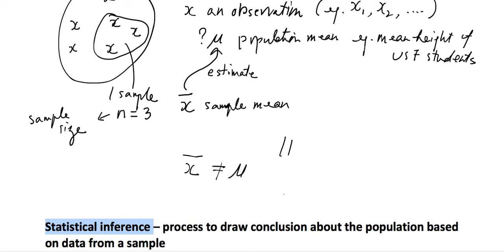But the question is, how close? How close is your sample mean to the population mean? Roughly, how big is the distance? Is it like this big, or is it going to be much closer? What is the distance? This is the question that we want to answer in this chapter.